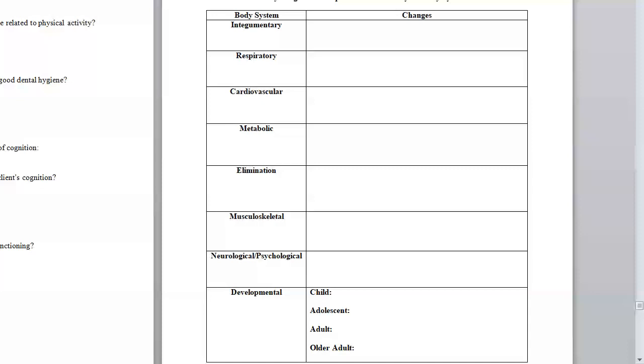So we do see some significant changes occurring with immobility that does affect all body systems. And really looking at the older adult, we do see bones begin to thin and become weaker. And of course, our concern is the increased risk of bone fractures.